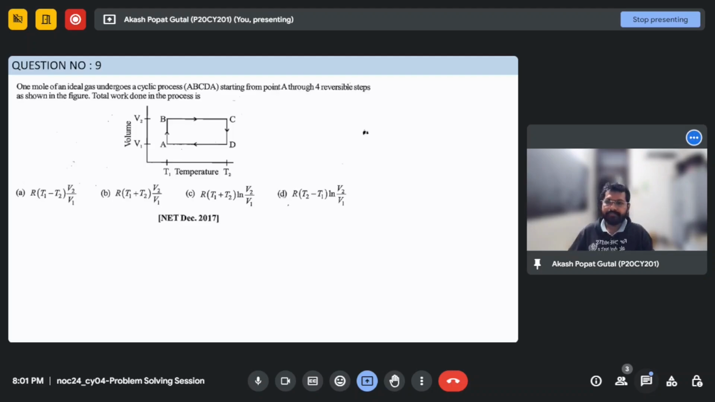So this is the next question. One mole of an ideal gas undergoes a cyclic process A, B, C, D, A, starting from point A through four reversible steps as shown in the figure. Total work done in the process is? So we need to calculate the total work done in this process. Keep in mind that the graph is given about volume and temperature. Try to solve.